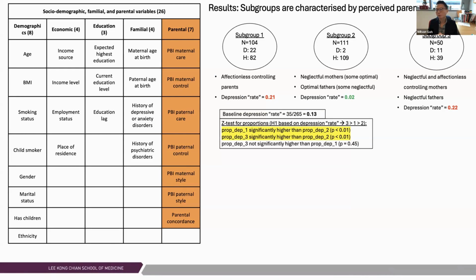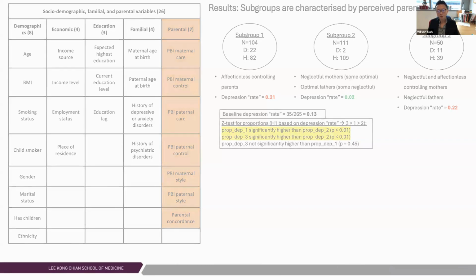One is the parental bonding index. So based on the parental bonding index, we can actually identify 3 groups, for which you can see 2 higher risk groups, which are enriched for depression rates, and 1 low risk group, that has generally low depression rates. And the baseline depression rate is at 0.13. So we know that depression rates of 0.21 and 0.22 would be higher than the baseline average.